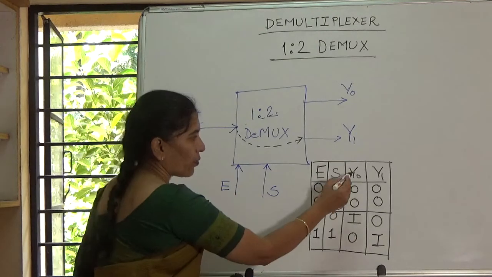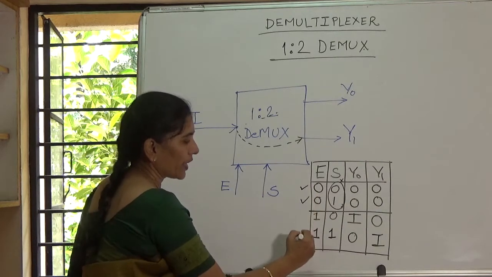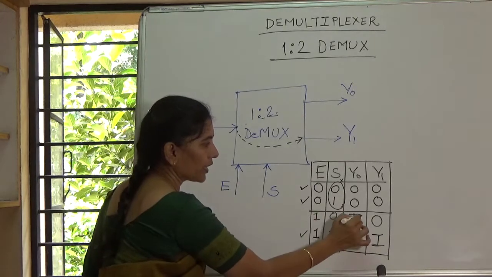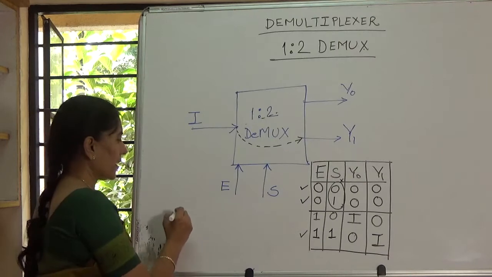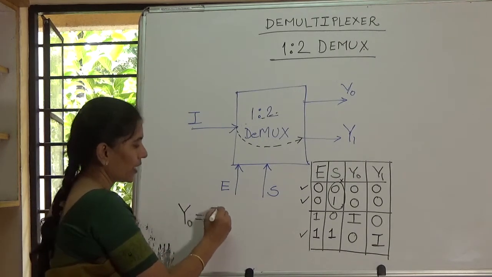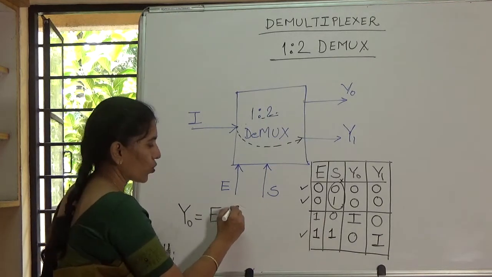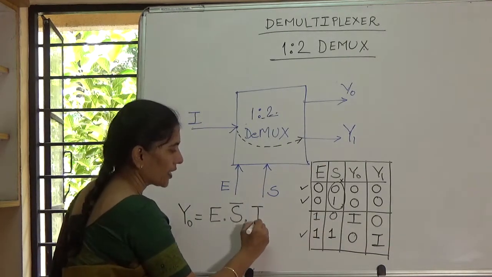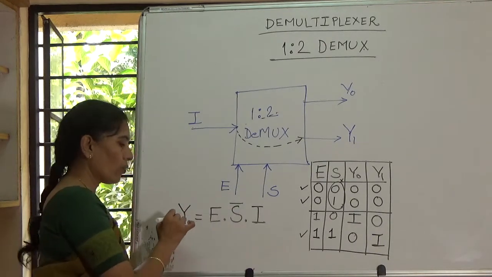So Y0 is a 0 for these three combinations of E and S, and it is equal to I only in the case when E is 1 and S is 0. This can be written as Y0 is equal to E dot S bar dot I, whatever the input I. So if I is 0, Y0 will be 0. If I is 1, Y0 will be a 1.